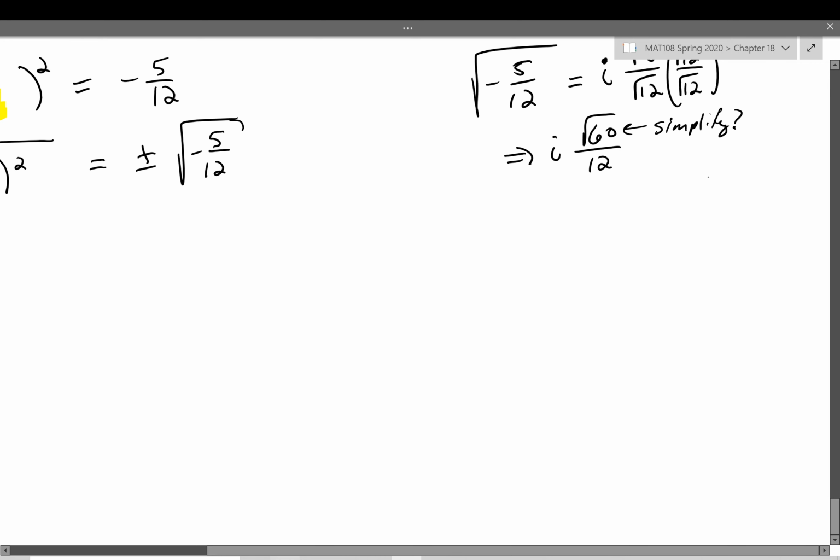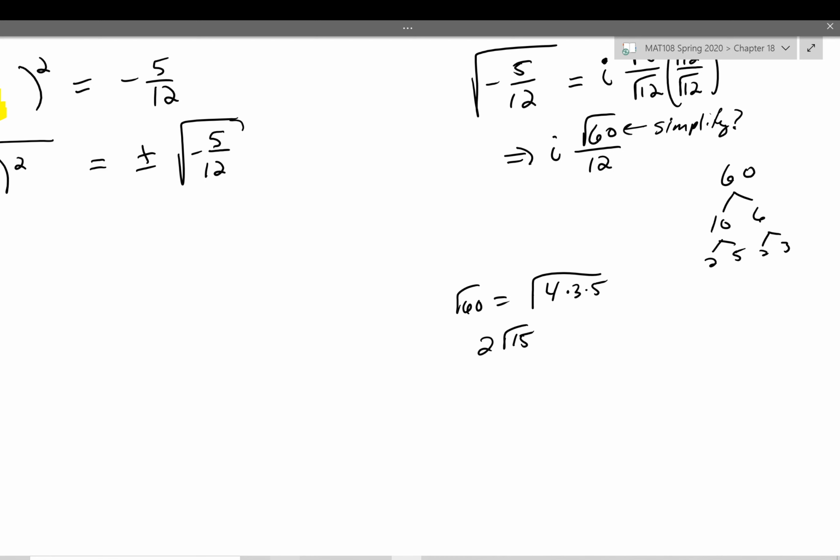And you can. So the square root of 60, let's break this down. Well, that's going to be 10 times 6, 2 times 5, and 2 times 3. Or another way to look at this would be the square root of 4 times 3 times 5. Oh, why did I write i? Sorry, square root of 60 equals 4 times 3 times 5, or 2 square root of 15. Okay? So I know this little simplification is very difficult. This is why completing the square is hard.